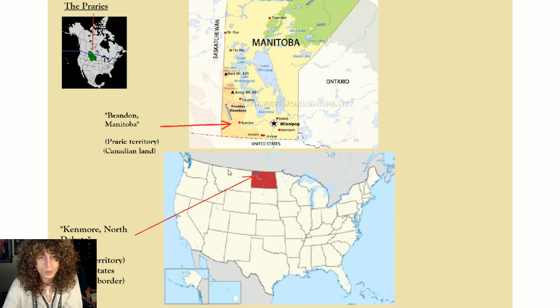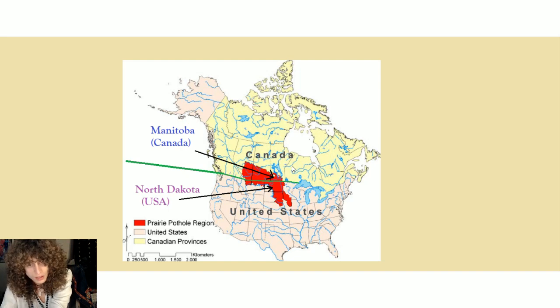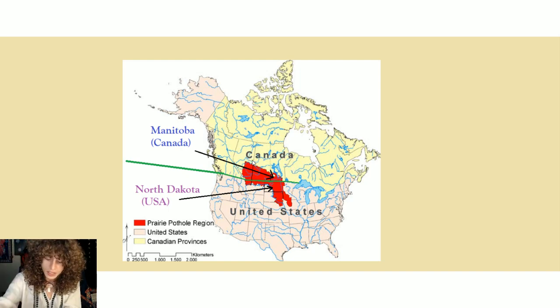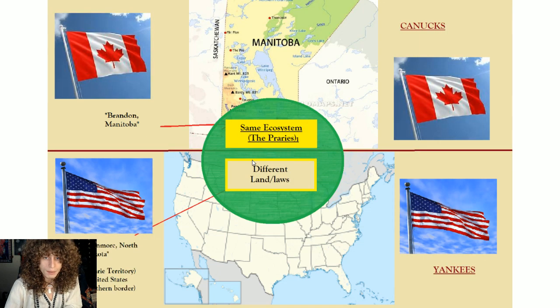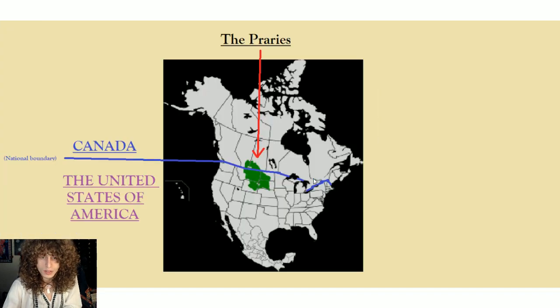So this is the northern border of the United States. This is the southern border of Canada. You can see what's going on here. They're basically neighbors, but they have the same ecology. They're in the same ecosystem, which is the prairies, the same ecological area. Same animals, same foliage, same land, but the laws are different.